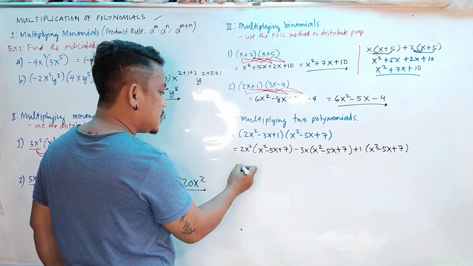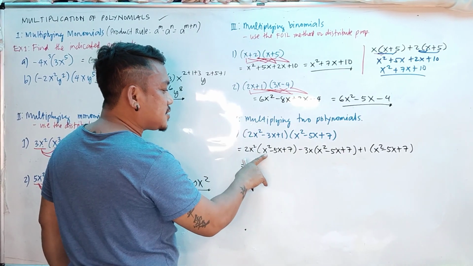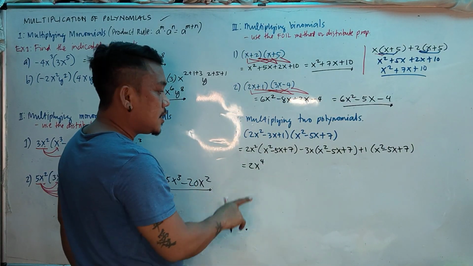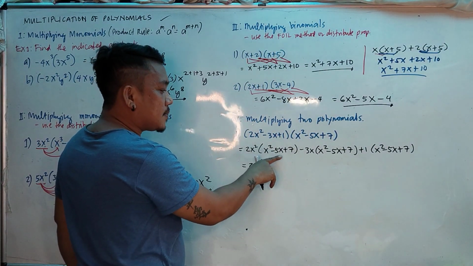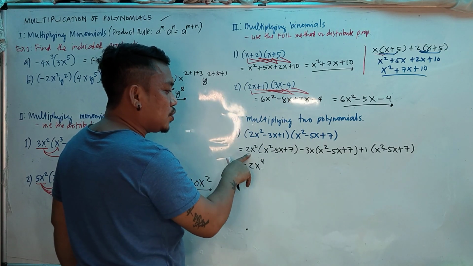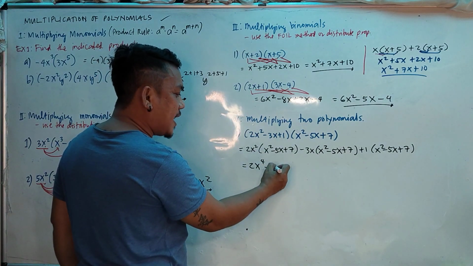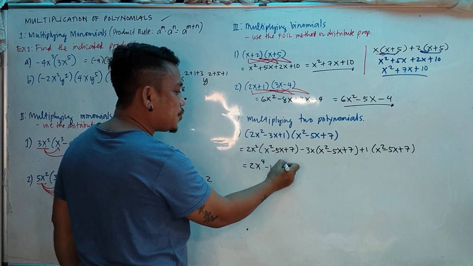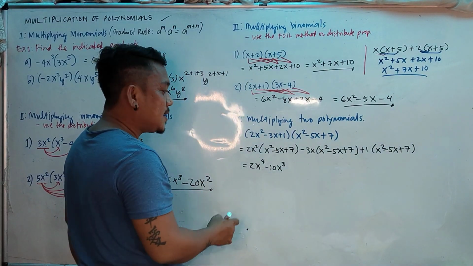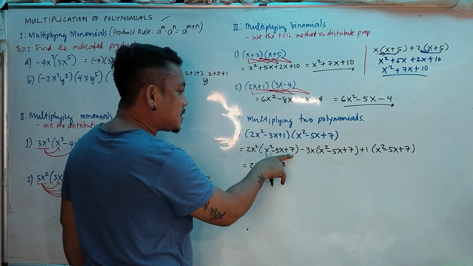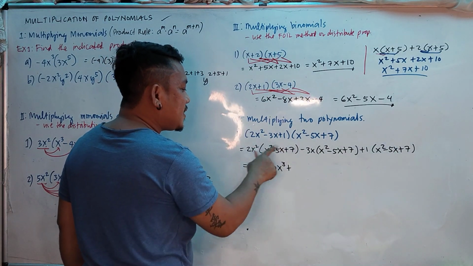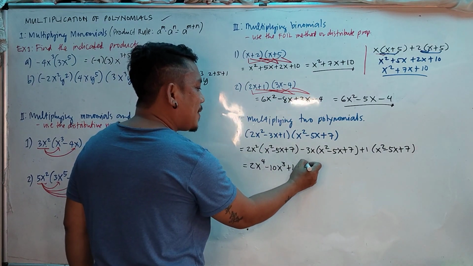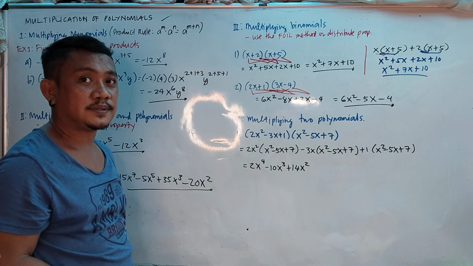Distributive laws. 2x squared times x squared, you have 2x to the 4th. 2x squared times negative 5x. So, 2 times negative 5, negative 10. Then, add the exponents. 2 plus 1, you have x cubed. Okay? 2x squared times positive 7. So, 7 times 2 is 14. You just copy x squared. Okay? Let's continue.